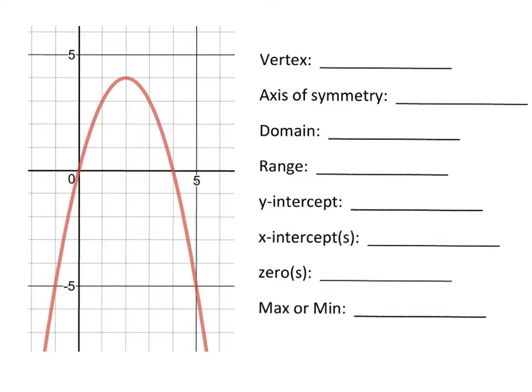All right, here's our next one. So again, we're going to identify our vertex. And our vertex is going to be the point that's either the top of the graph or the bottom of the graph, which is here. It's where the graph bends. And this is the ordered pair 2, 4.